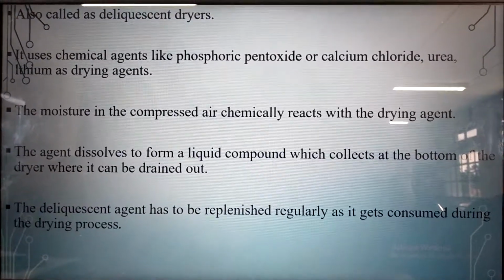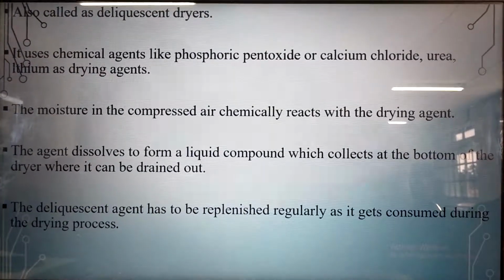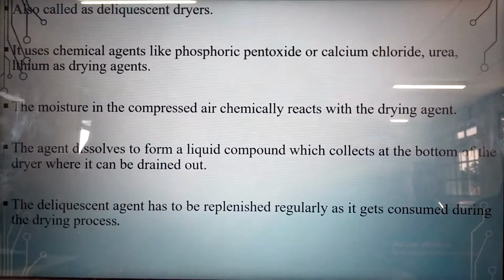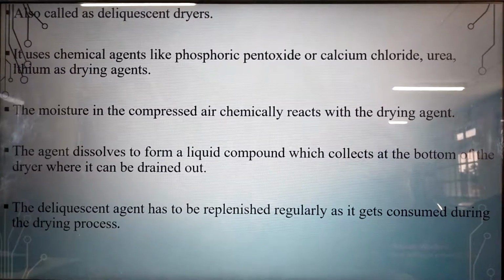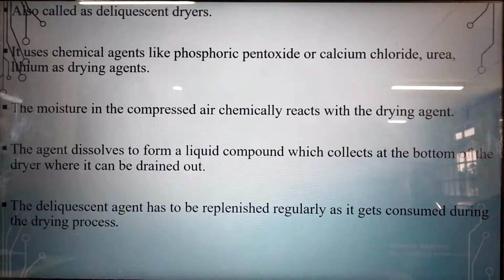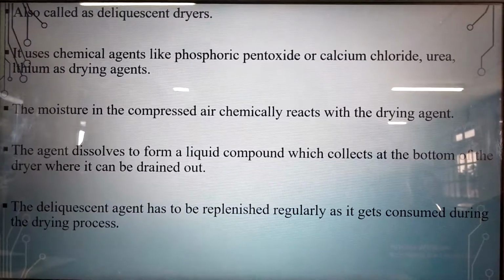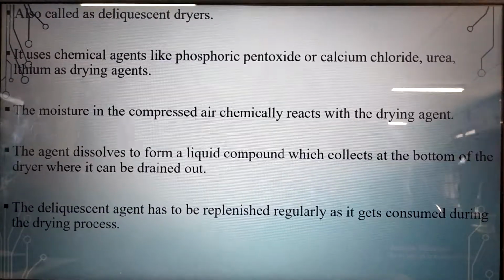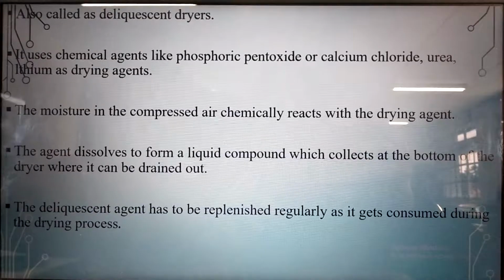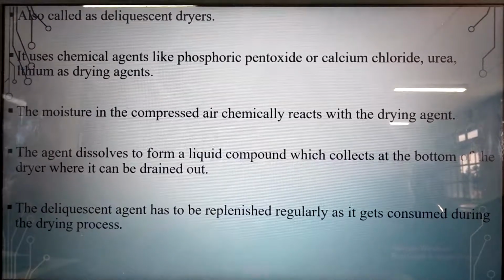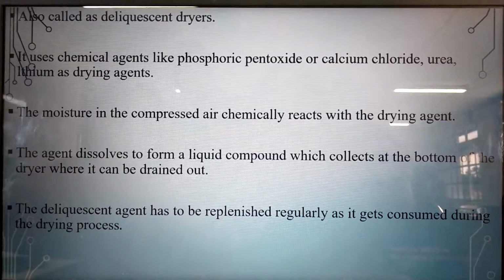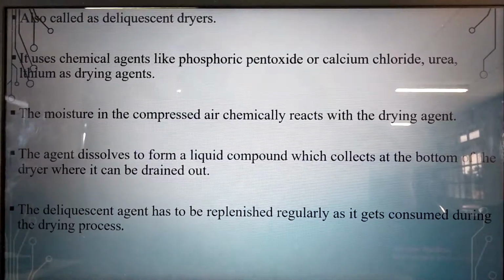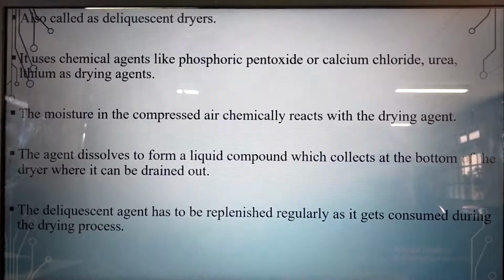Also called deliquescent dryers, they use chemical agents like phosphorus pentoxide, calcium chloride, urea, and lithium as drying agents. The moisture in the compressed air chemically reacts with the drying agent. The agent dissolves to form a liquid compound which collects at the bottom of the dryer where it can be drained out. The deliquescent agent has to be replenished regularly as it gets consumed during the drying process.